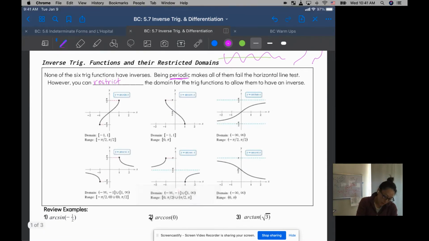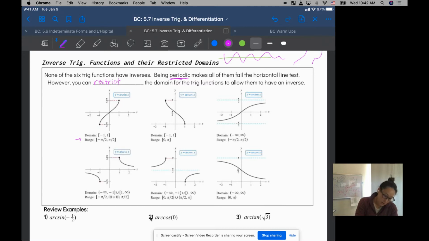Okay, so I have the inverse of arcsine, remember, and so we restricted the domain to negative pi over 2 to pi over 2. So first and fourth quadrant, and then the range of the original would be -1 to 1, and then because of the inverse, it's flipped. Okay, so on and so forth. These are what your inverse trig functions look like.